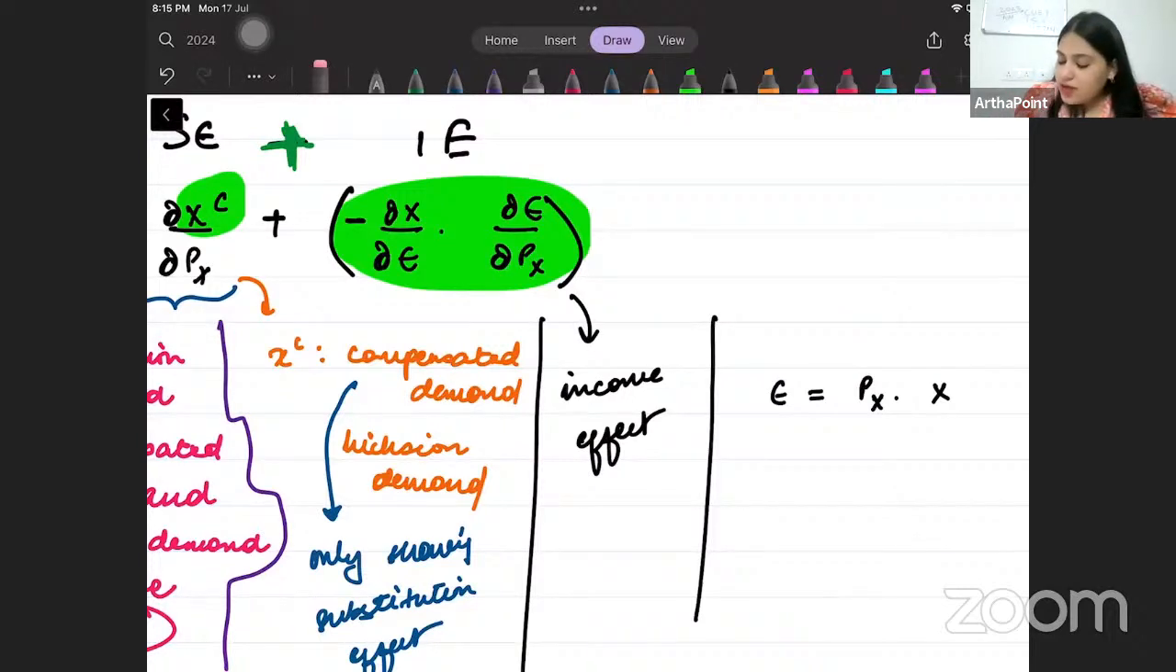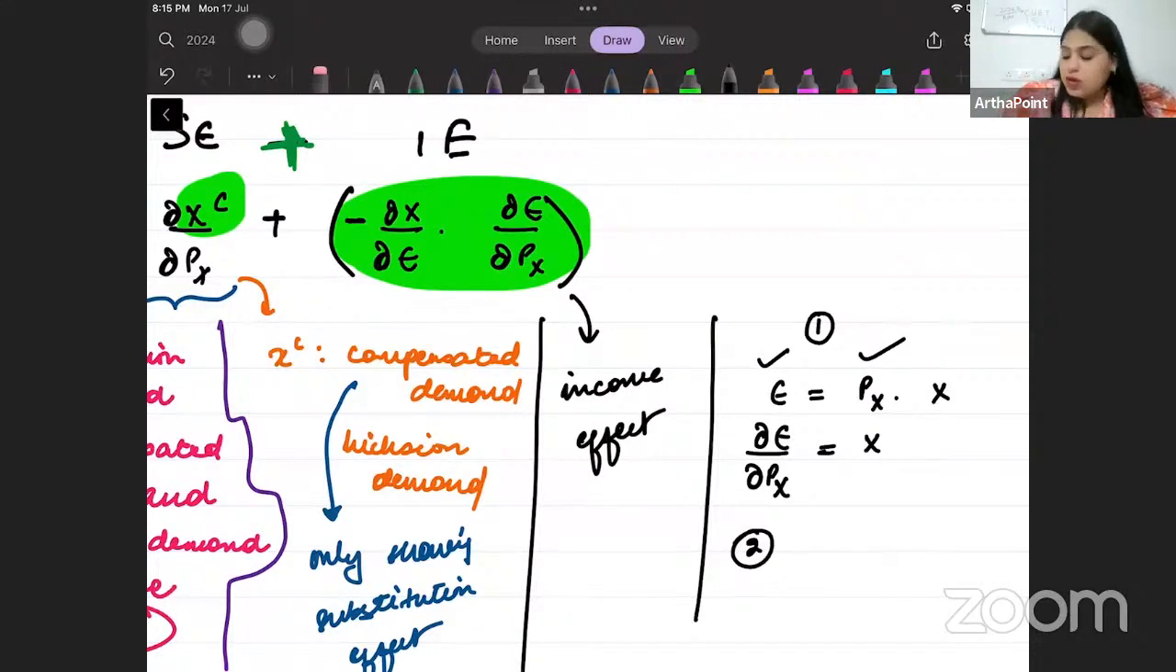From here, can you tell me what will be del E by del PX? If I differentiate with respect to PX, it means I will hold X constant. So its differentiation will only be X. Right? That's the first thing. Second, we know that expenditure is nothing but income. Right? Expenditure and income are the same.